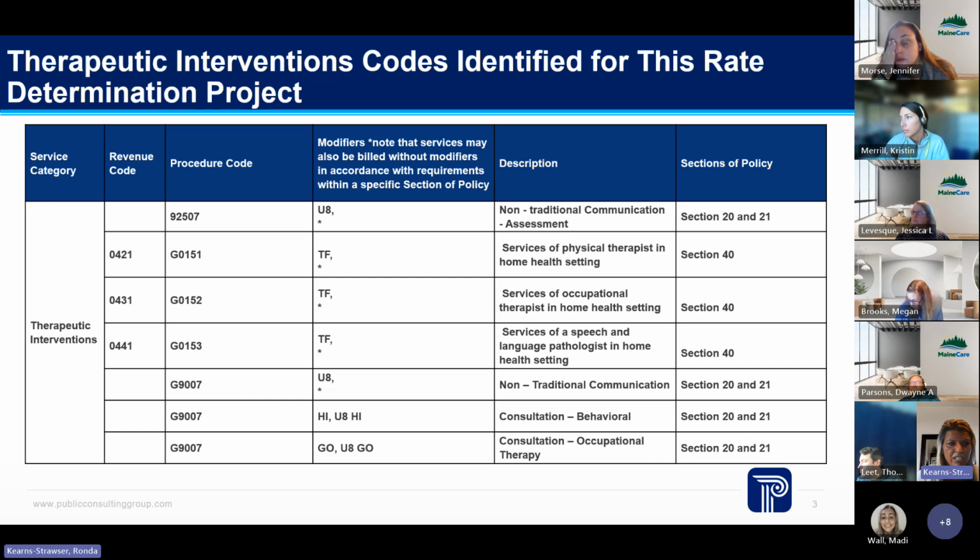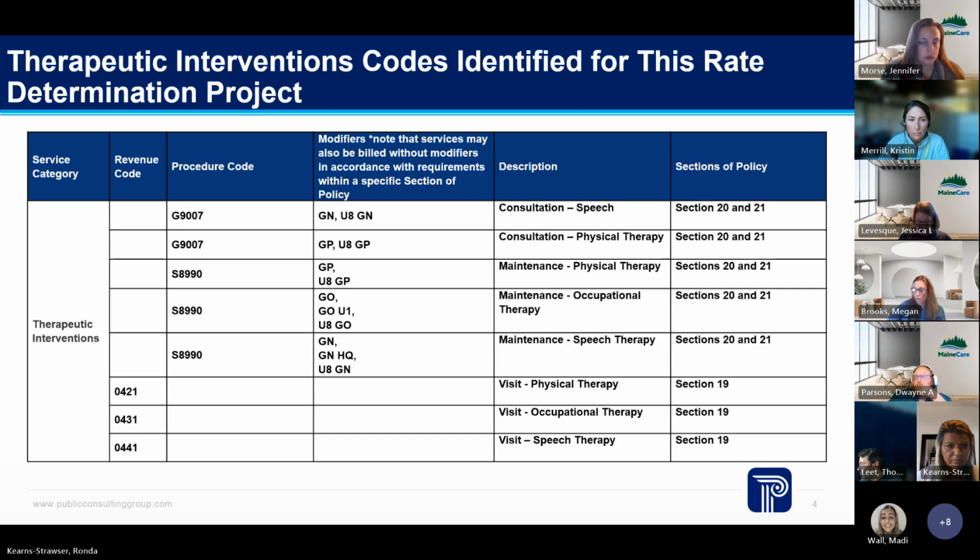So 92507, G0151, G0152, G0153, G9007, with all the different modifiers. And then on the next slide, again, additional G9007 with additional modifiers, S8990 with the different modifiers, and then 0421 for the revenue code, 0431 and 0441. So when we're talking about some of the questions, these are the codes they relate to, and certainly information we want to hear from you about. We'll also display and show those when we get to those questions as well.